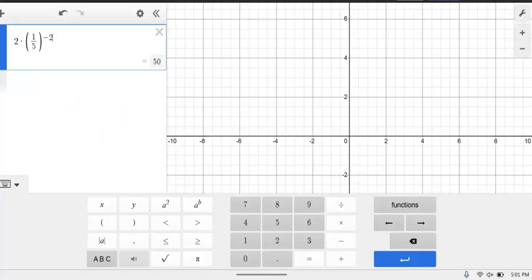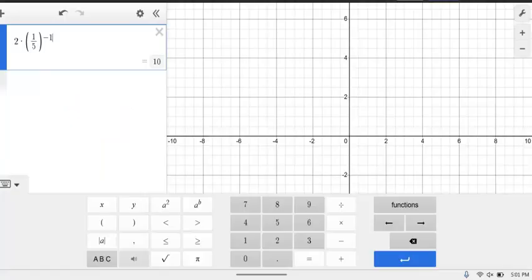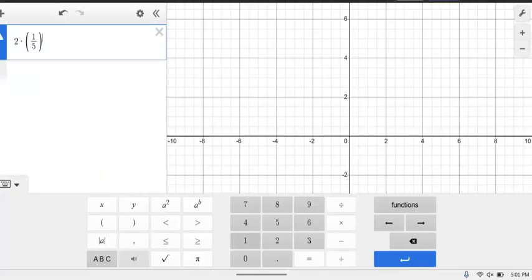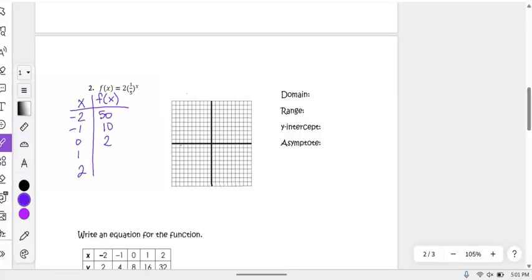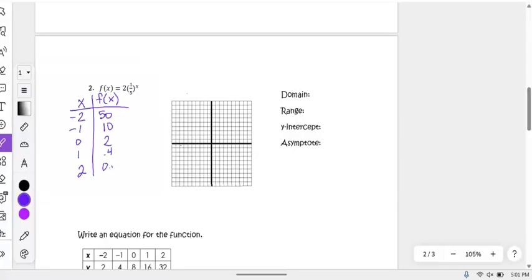Let's do to the -1. That's 10. To the 0 power is 2. To the first power is 0.4. And to the second power is 0.08. So now we're going to graph this.